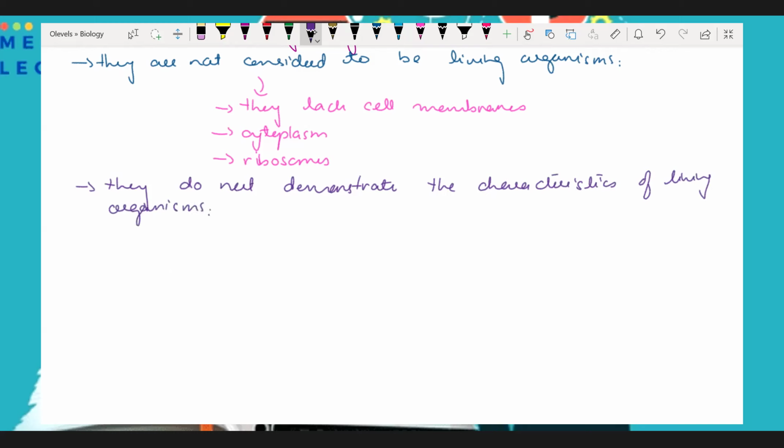Those characteristics are feeding. Apart from that, respiration, excretion. What else? Growth. Egestion. Okay.